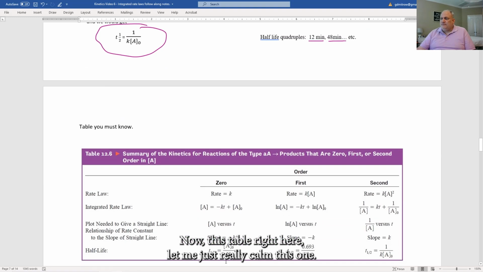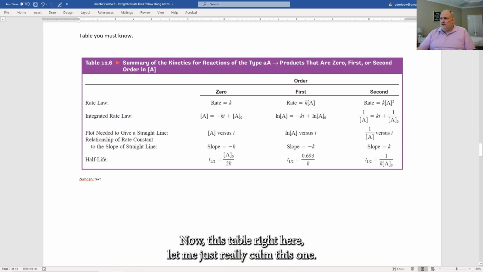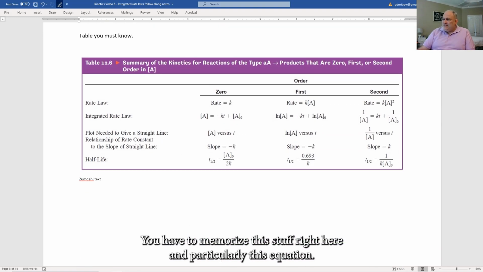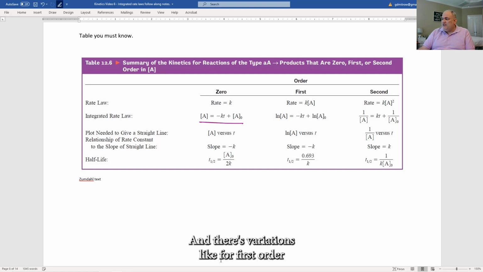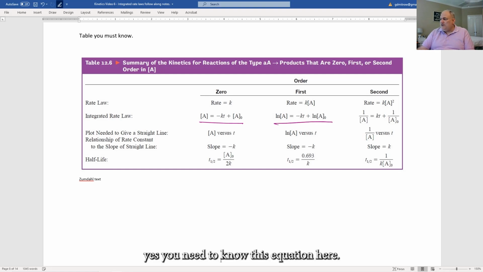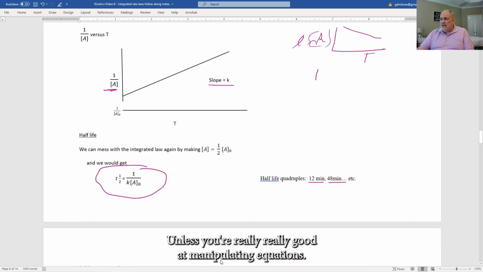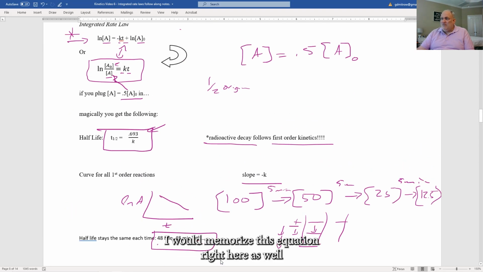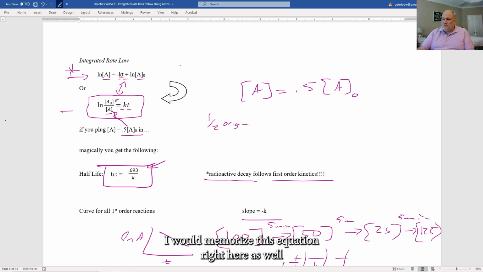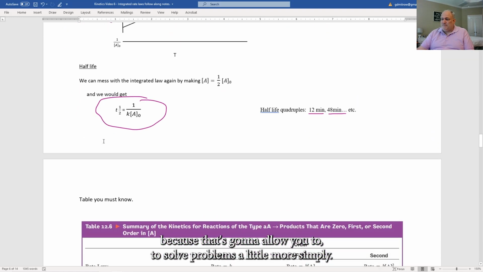Now, this table right here, this is the one you have to memorize. This stuff right here, and particularly this equation, and there are variations like for first order. Yes, you need to know this equation here. Unless you're really, really good at manipulating equations, I would memorize this equation right here as well, because that's going to allow you to solve problems a little more simply.